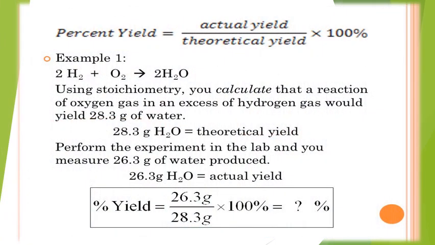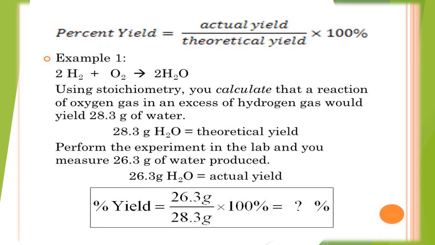Now this slide shows you how to calculate percent yield. For this you should know the actual yield, and you also should know the theoretical yield, and the ratio will be multiplied by 100 to get the percent yield. For this, take a look at this example.